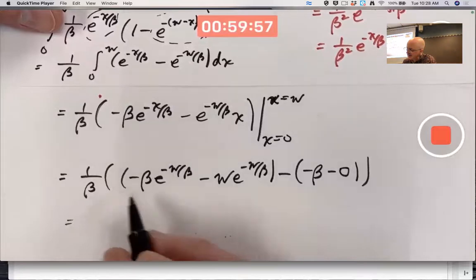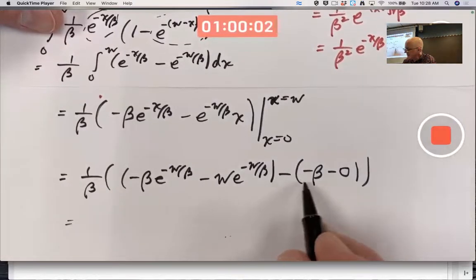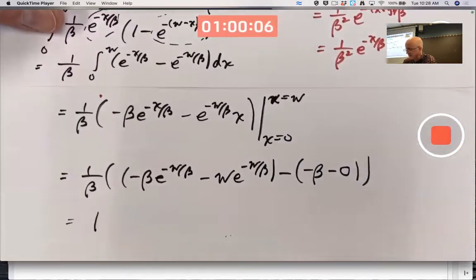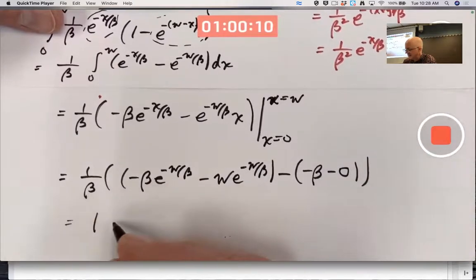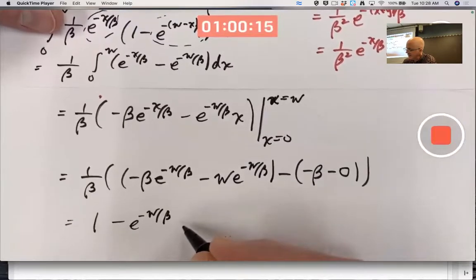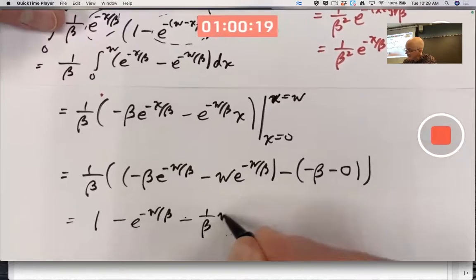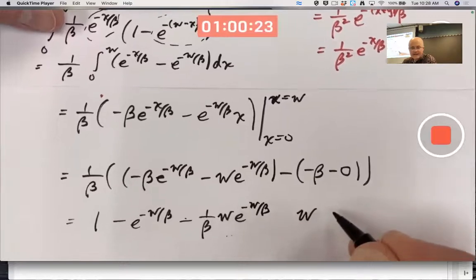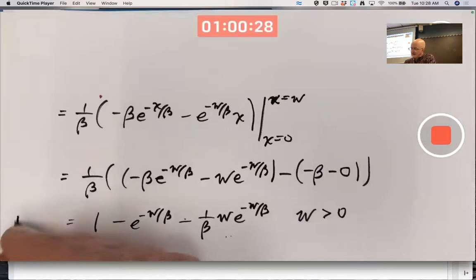The CDF, if I multiply the 1 over beta through, the two minus signs make a plus. I get a plus beta here, but then times 1 over beta is just a 1. This beta times that beta cancel. I get a negative e to the negative w over beta, and then plus or minus 1 over beta w e to the negative w over beta. This is evidently the CDF when w is positive. I'm almost done.